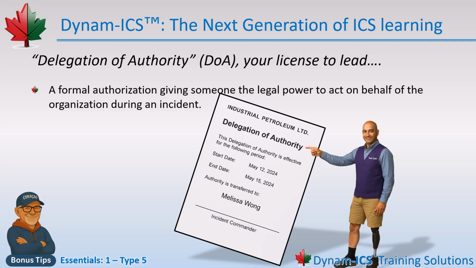When you establish command, you're stepping into leadership. But the delegation of authority, or DOA, is what gives that leadership its legal backbone. It's your license to lead. The DOA is a formal authorization that gives someone the legal power to act on behalf of the organization during an incident. It clearly defines who's in charge, what they can do, and any limits on that authority. For Type 5 and Type 4 incidents, it's usually authorized through policy, bylaw, or even your emergency response plan, which has been formally adopted through policy. You don't always need a piece of paper, but you do need that foundation of authority behind you.